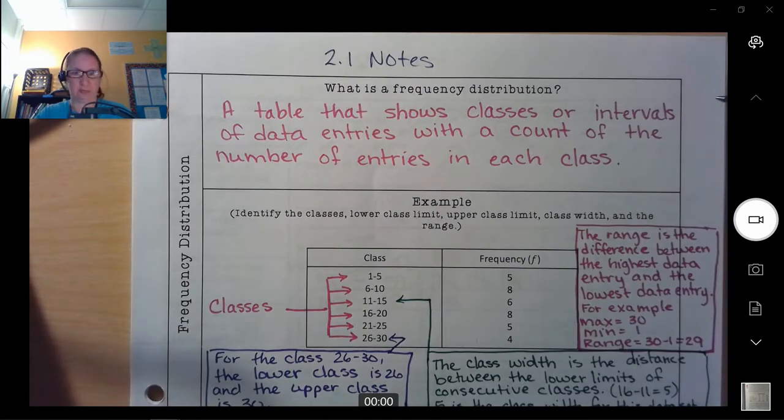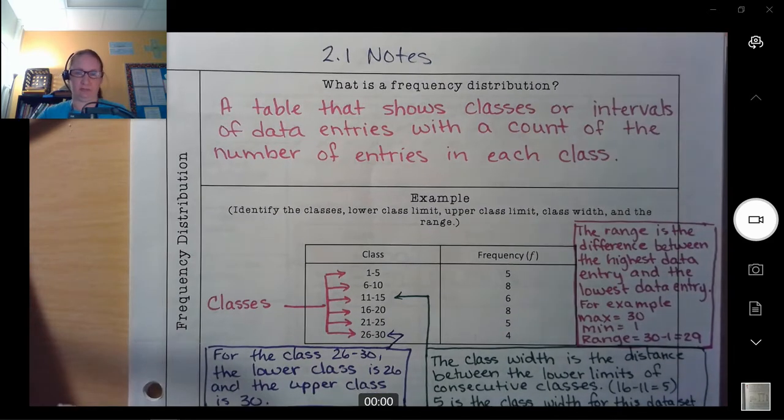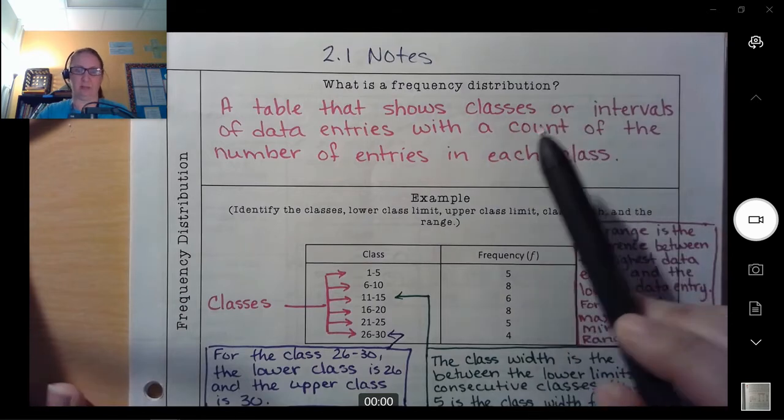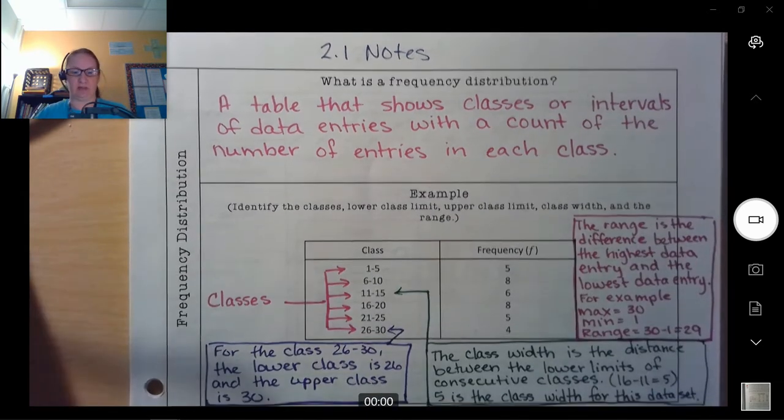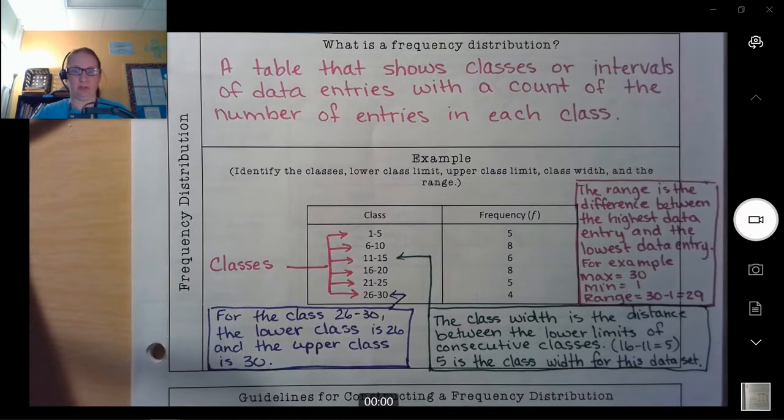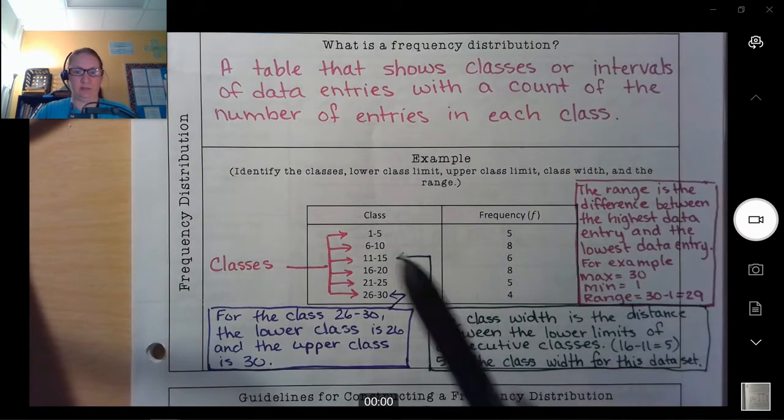A frequency distribution is a table that shows classes or intervals of data entries with a count of the number of entries in each class. So we really need to break that down. There's several pieces of information here. There are classes and there are intervals. So the first thing we're going to look at is an example of a frequency table.